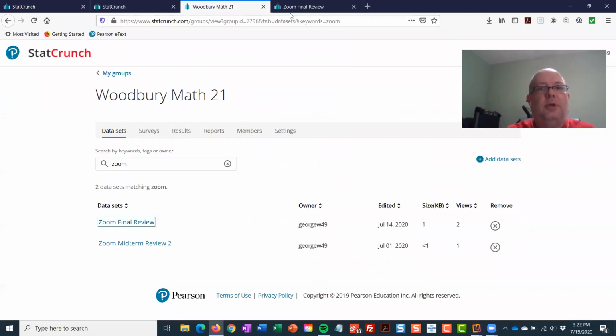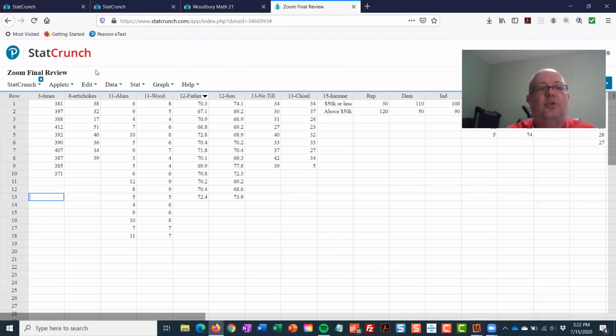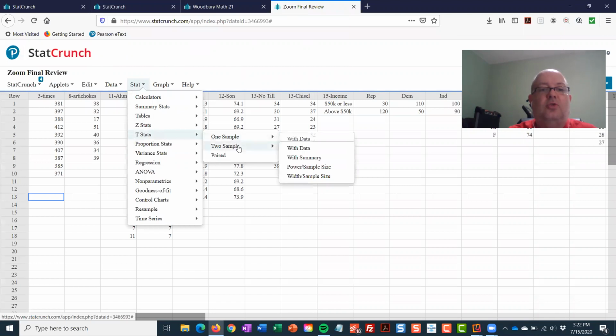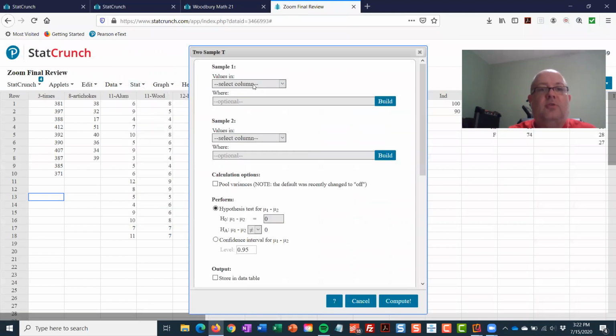Got the data already loaded here. This is Zoom final review. It's inside of your StatCrunch group. And I'm in columns 13 no-till and 13 chisel. Remember, we selected chisel to be population one. Stat, T, two sample with data. Select chisel to be first. Select no-till to be sample two. The null hypothesis we leave as mu one minus mu two equals zero. Again, that's just another way of writing mu one is equal to mu two. For HA or H1, we need to select the less than sign.